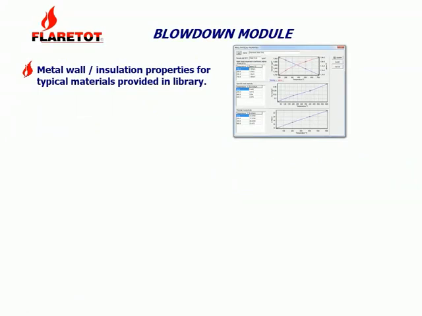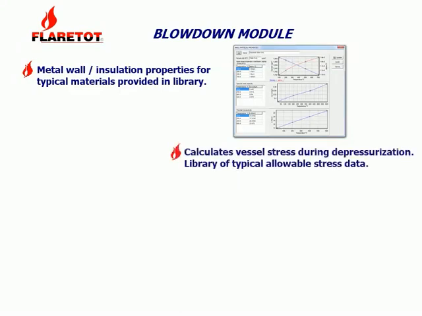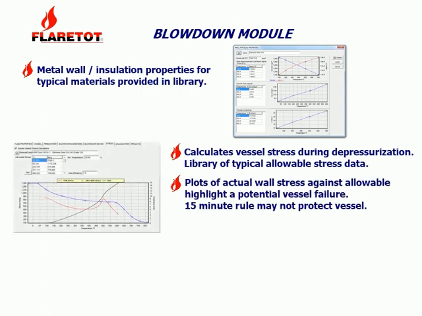A library of properties for the vessel metal wall and insulation are provided for typical materials. The vessel wall stress during depressurization is included in the calculation. Allowable wall stress data for typical materials is provided in a library, but you can also enter and use material data. This allowable stress is temperature dependent. The calculated time-dependent wall stress and corresponding wall temperature is plotted on the allowable stress chart. This chart allows you to identify a potential vessel wall failure.